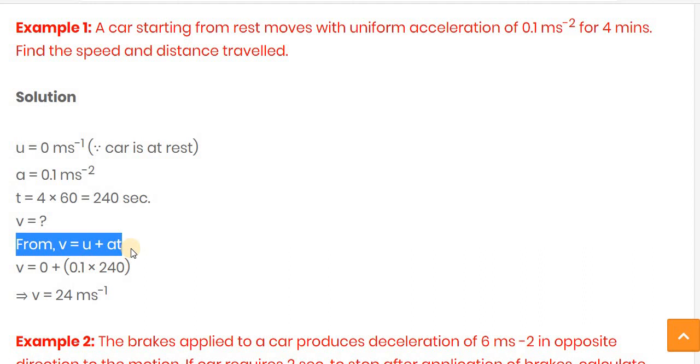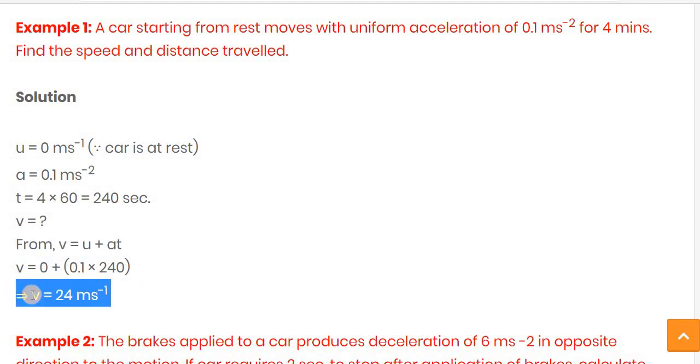The first equation, v is equal to u plus at. The v is equal to, u means the initial velocity, as we know the initial velocity is 0, plus a means the acceleration that we already have, that is 0.1, and t means the time, that is 240 seconds. So v is equal to 24 meter per second. So we get the speed.